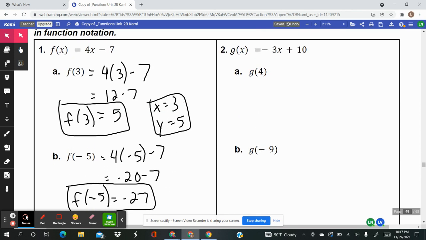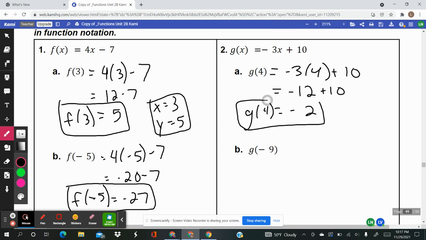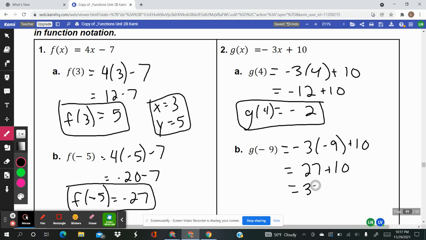Number 2, same idea. G of 4 is negative 3 times 4 plus 10. Negative 3 times 4 is negative 12 plus 10, which simplifies to negative 2. So g of 4 equals negative 2. For letter B, g of negative 9. That is negative 3 times negative 9 plus 10. Negative 3 times negative 9 is 27 plus 10, which simplifies down to 37. So g of negative 9 equals 37.